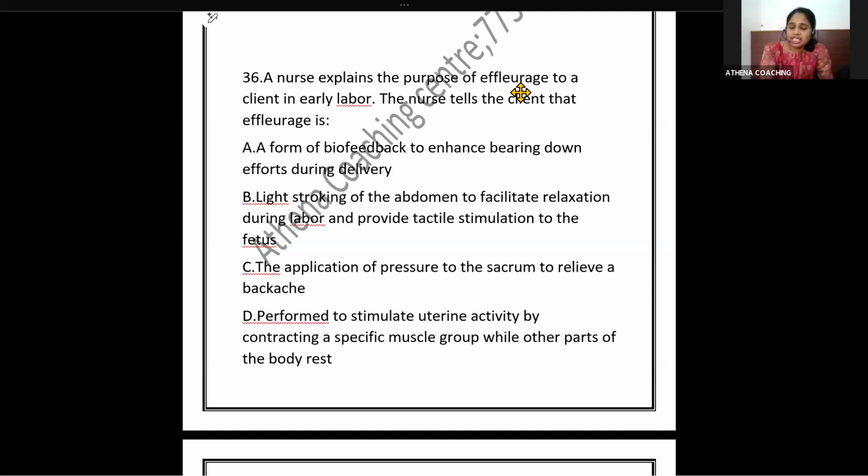Option 1 says a form of biofeedback to enhance bearing down effort. No, it's wrong. Light stroking of the abdomen to facilitate relaxation during labor, providing tactile stimulation. Yes, that is effleurage. And the application of pressure to the sacrum, no, it is wrong. And D is also wrong. So what is the correct answer for effleurage? It is light stroking. It is a tactile stimulation. Understood? Tactile stimulation is very important.